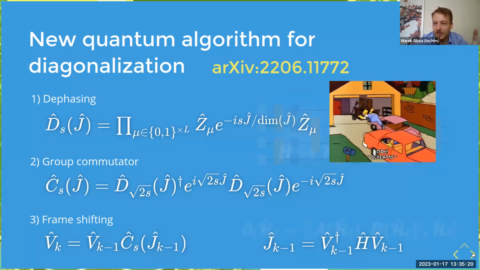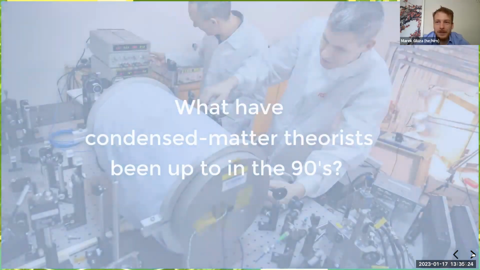Okay, so goodbye, Homer, and let's get to work. To begin with, to tell you how to create this quantum algorithm, let me tell you a little bit about what condensed matter theorists have been up to in the 90s.